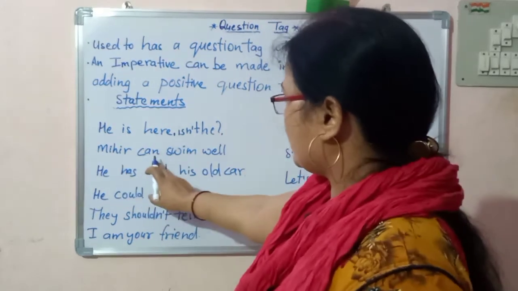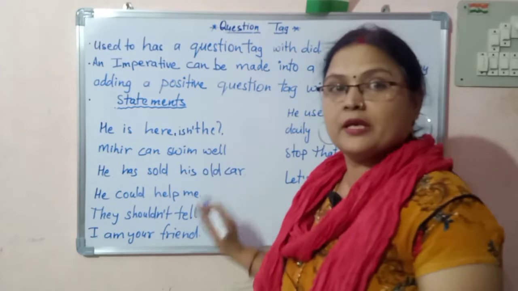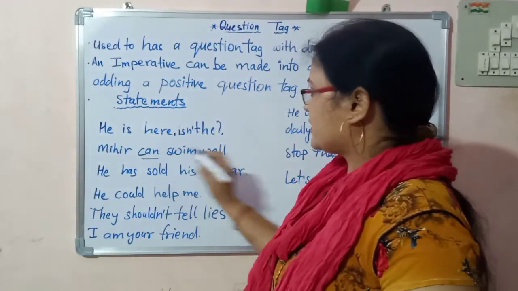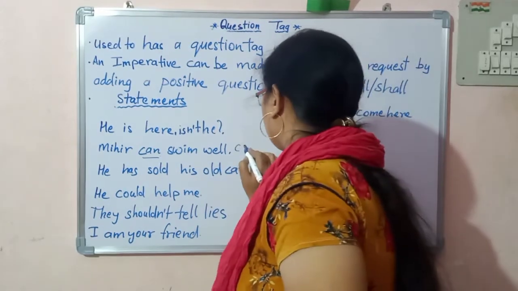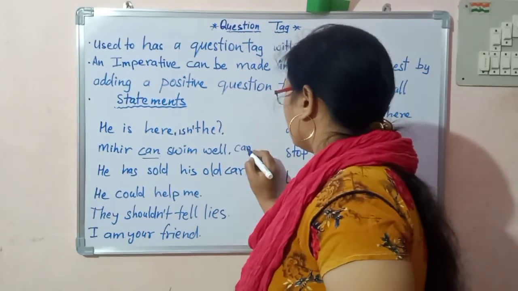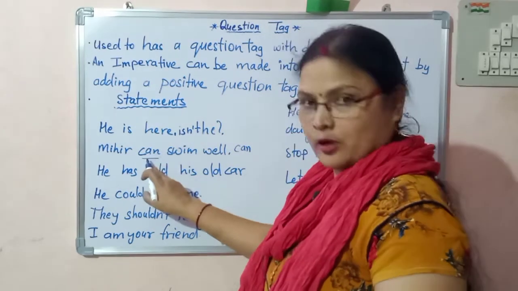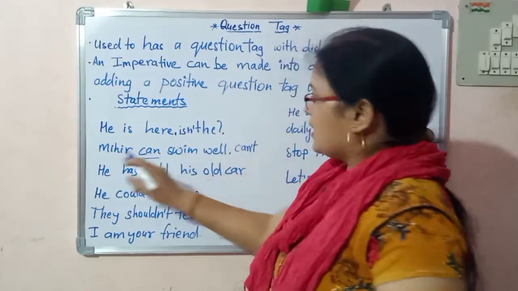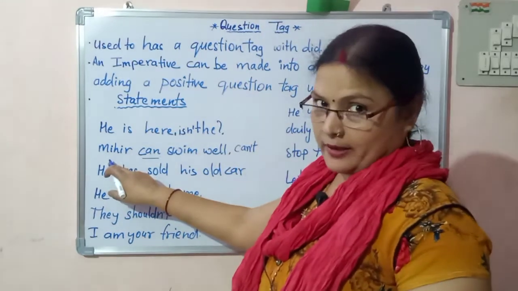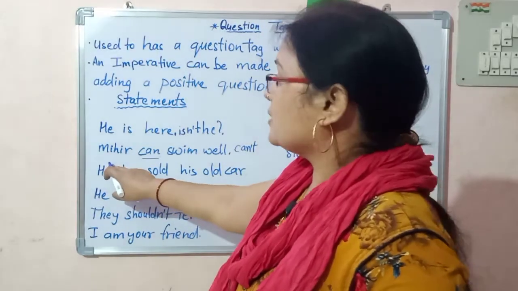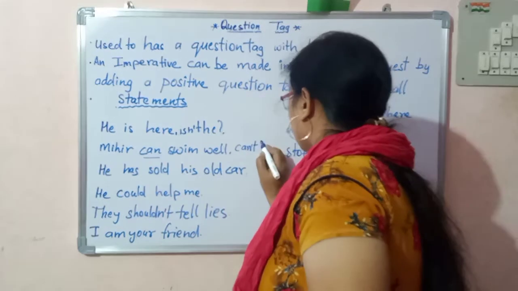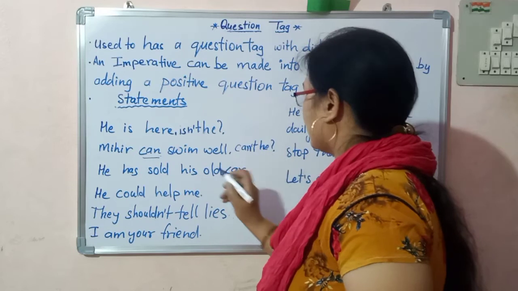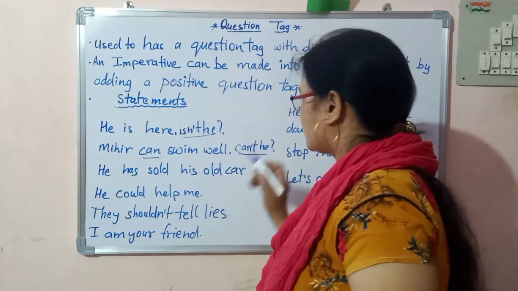Now, Mihir can swim well. So can is here the helping verb. We will take can. Now can is here, statement positive, tag will be negative. Can't. Mihir is a boy's name, it is clear with the name. So here the subject will be he. Can't he?